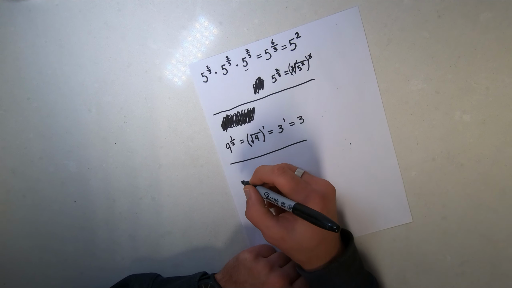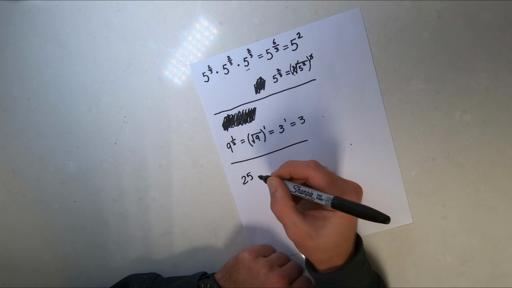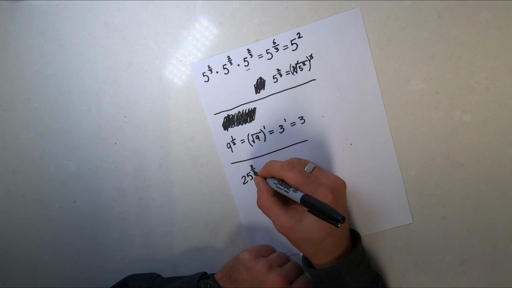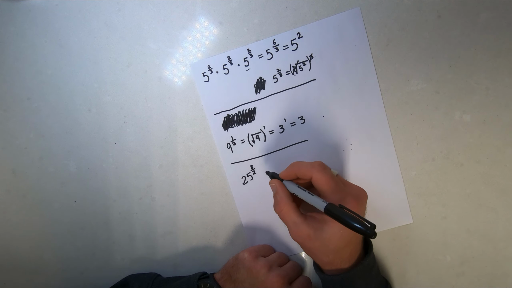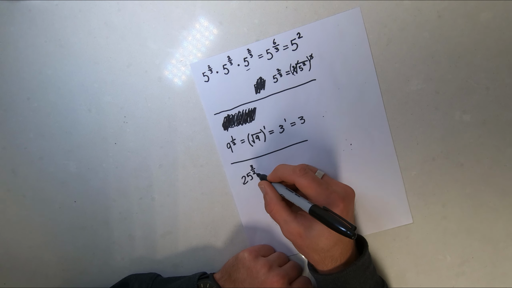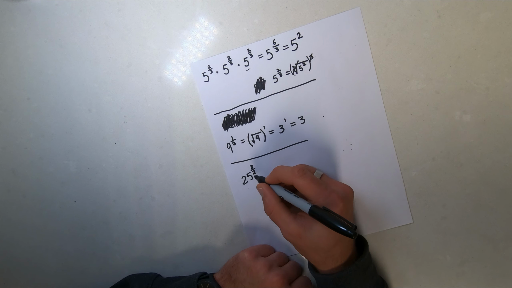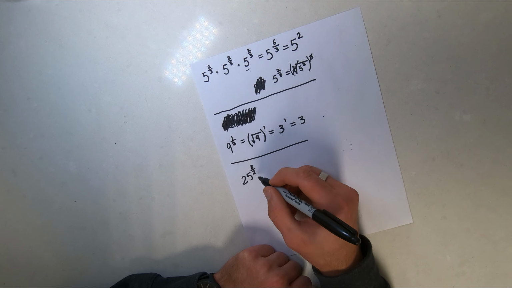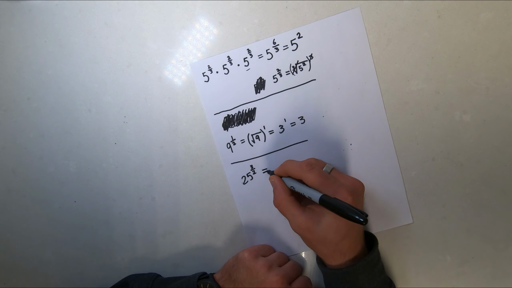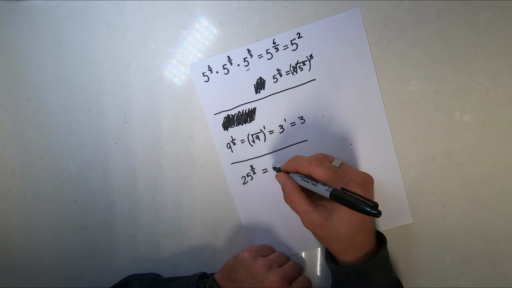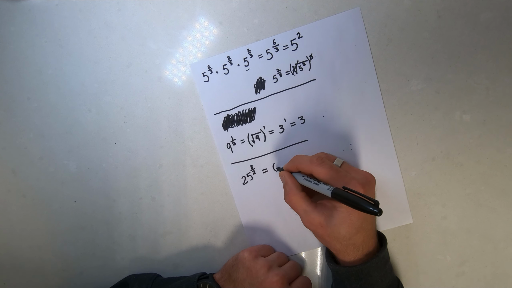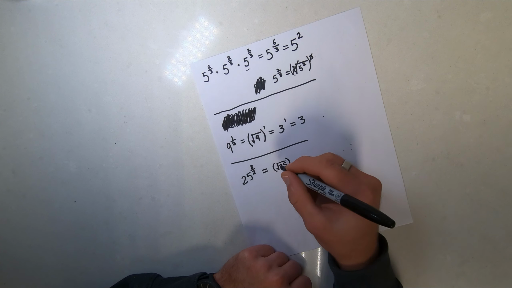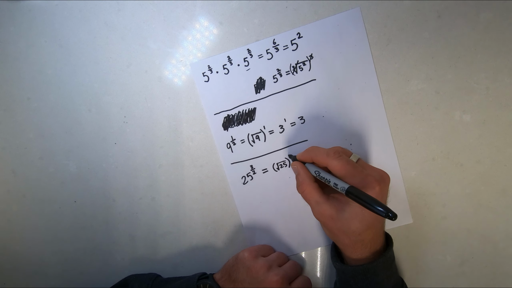Let's say we had 25 to the 3/2 power. Now we know what the denominator means. That means the root of this number, and 3 is the power of this number. So we can rewrite this problem as the square root of 25, and then all of this is cubed.